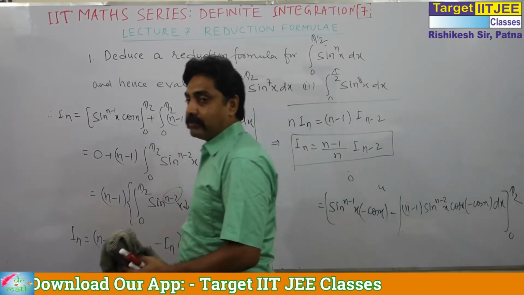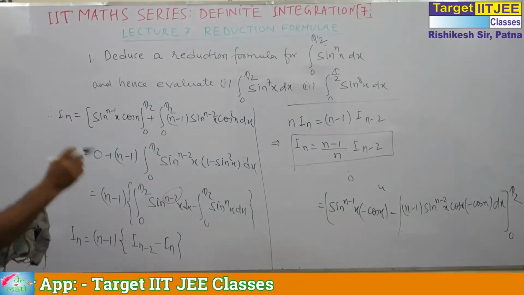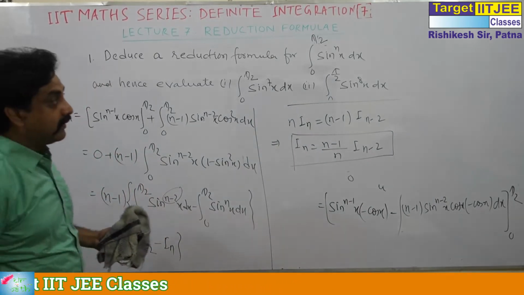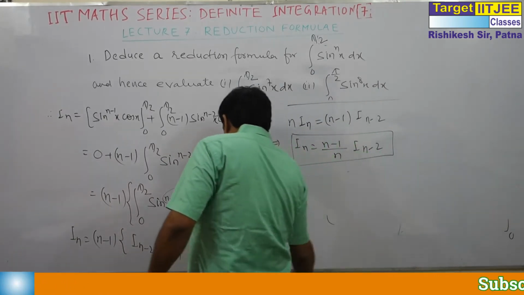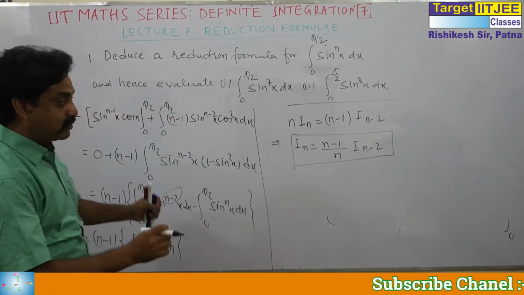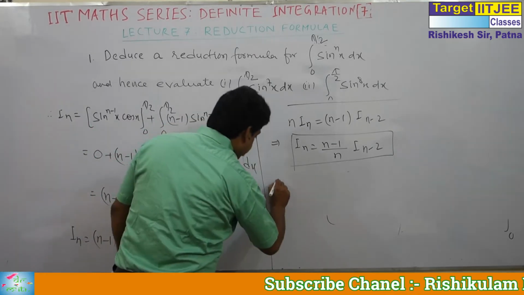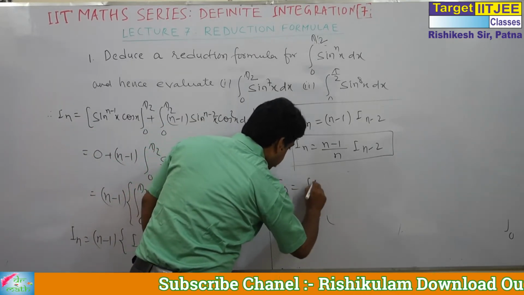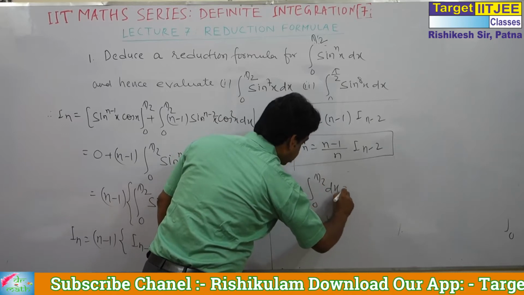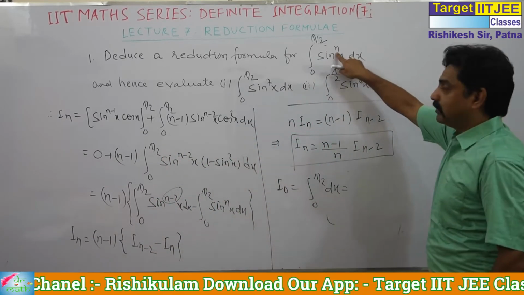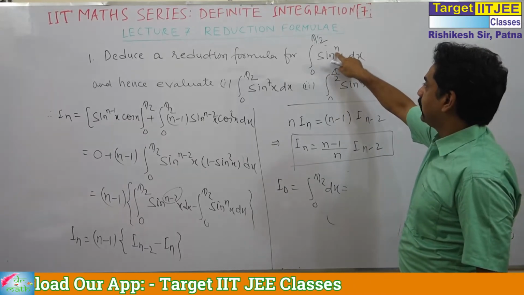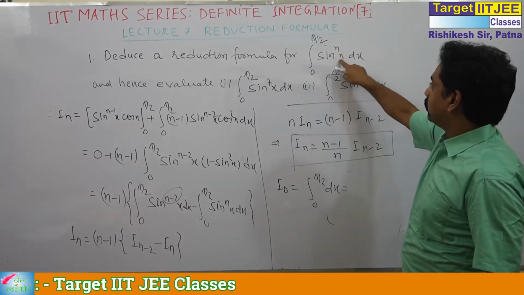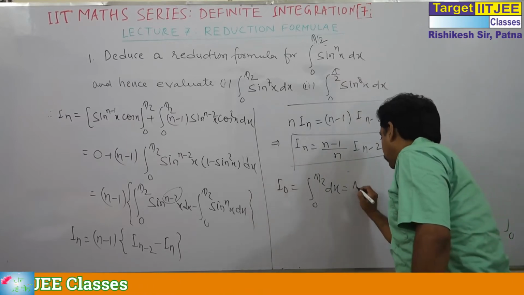This is the reduction formula. This is the reduction formula for what? Sine to the power n x. In addition, we have to learn that I_0 is the integral from 0 to pi by 2 of dx. When we take n equal to 0, actually I have said earlier that sometimes we take n equal to 0. For n equal to 0, this is pi by 2.